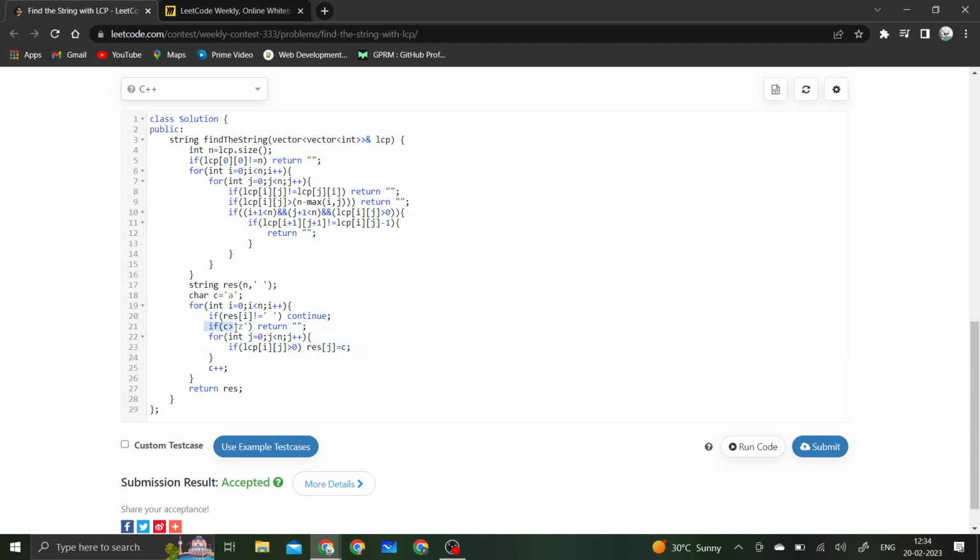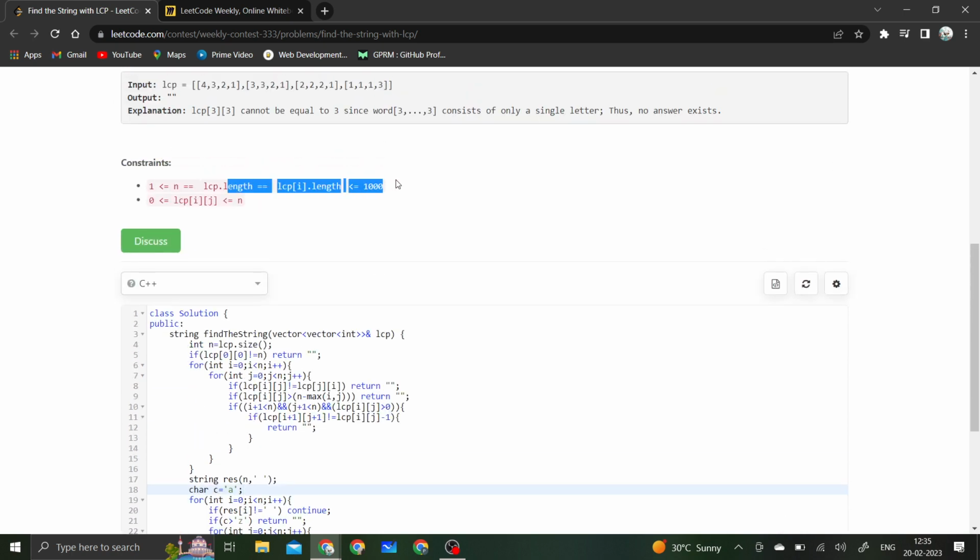Now there is this condition also, right? So I hope this is clear to you that we are traversing in each and every row, and for each and every row we are filling this character A, and then for the next iteration we will just increment the character up to Z.